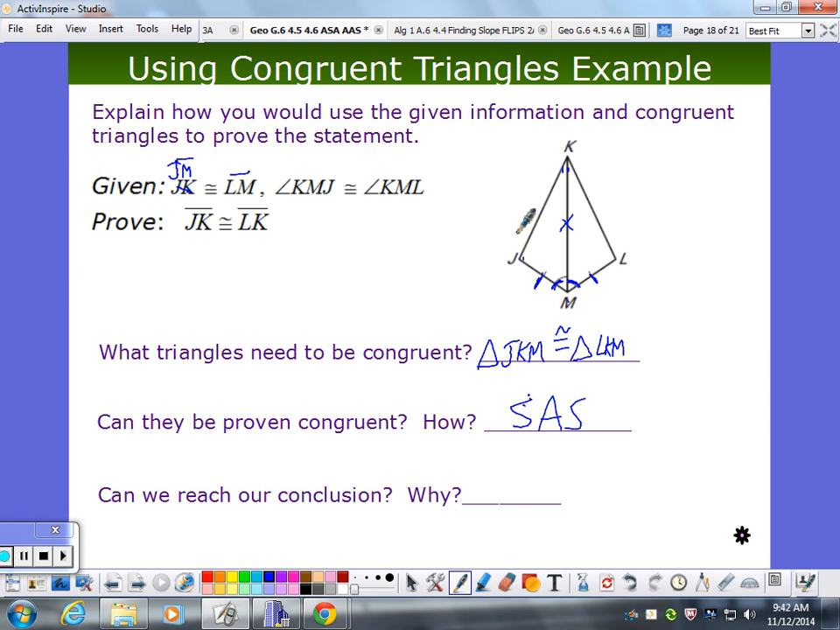So can I reach the conclusion, can you show me that JK and LK are congruent? Yes, I can. Since I have congruent triangles, then all the pieces are congruent. So now I can conclude those have to be congruent because of corresponding parts of congruent triangles being congruent, CPCTC. So I can get those pieces now.